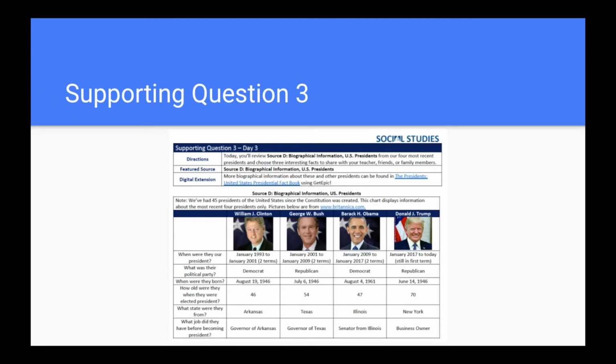You can also check out this link if you have the time and technology to learn even more about these 4 presidents. After you've learned a bit about each, you will choose 3 of them and record interesting facts about them. You will fill their name into the empty space here and finish the sentence stem with an interesting fact. Make sure to share this information with your teacher or family members.